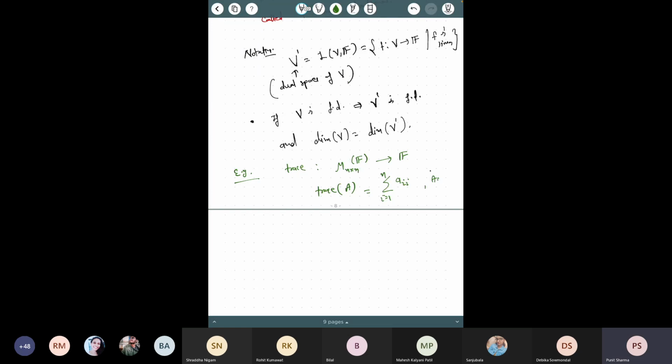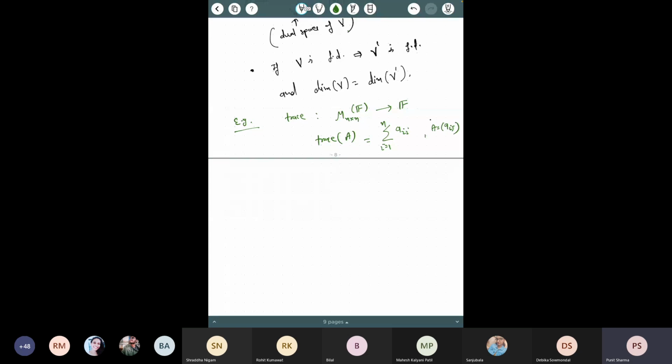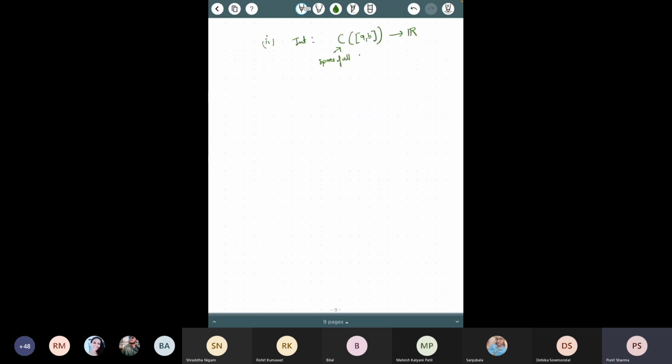Assume that A is of the form A_ij. Now this is a linear transformation, so this is actually a linear functional. Similarly, you can verify this because I don't have time and they are very straightforward. Let us take this linear function on an infinite dimension vector space. This is the space of all continuous functions on the closed interval [a, b] to R.